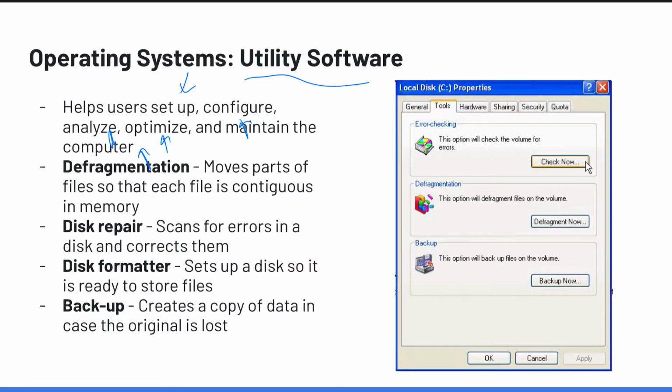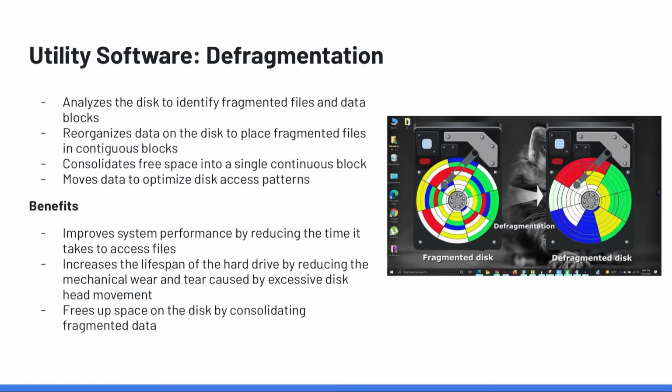Now, the first is going to be defragmentation. We have disk repair, disk formatters, and backup, and I'm going to talk about each of these in more detail. So the first tool we have is defragmentation, and this is slightly complex, but let's get into it. When we're talking about defragmentation, we're mainly talking about our secondary storage, or our hard drive, and we're specifically referring to a disk drive, not a solid state drive.